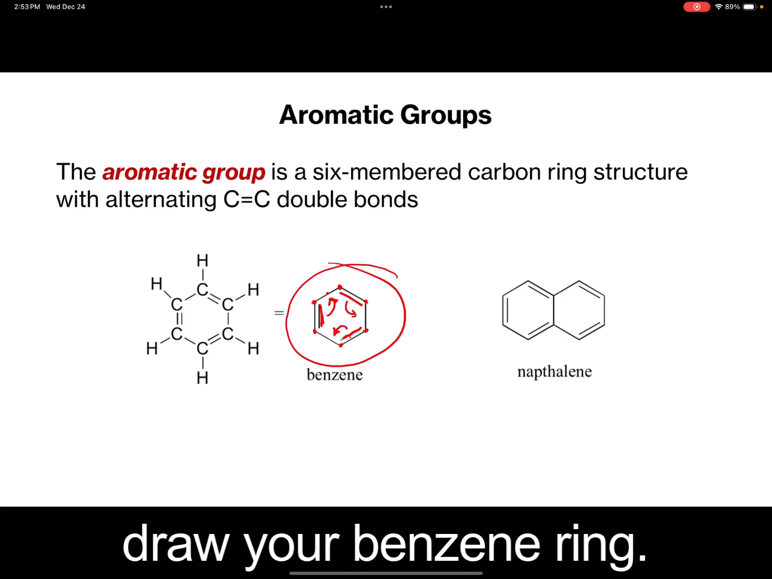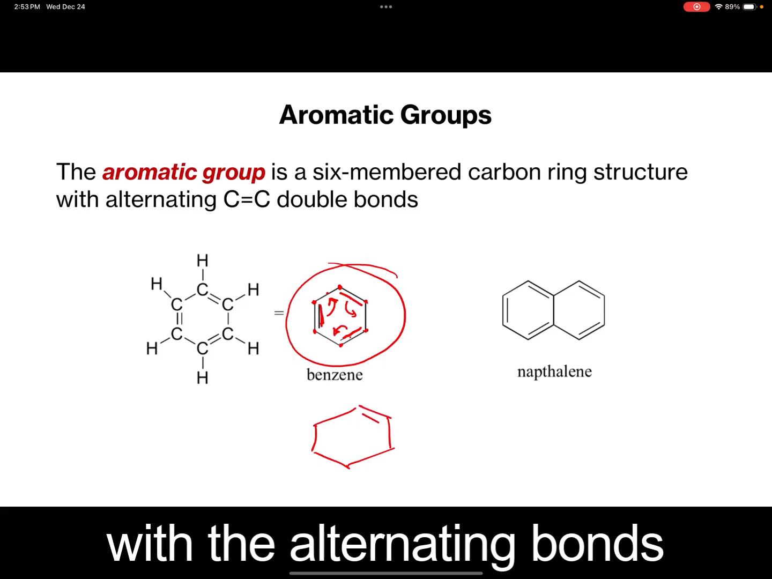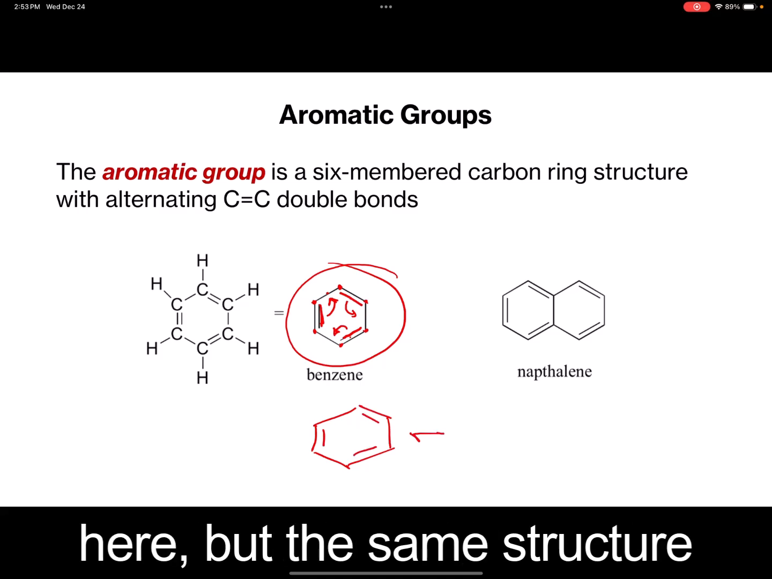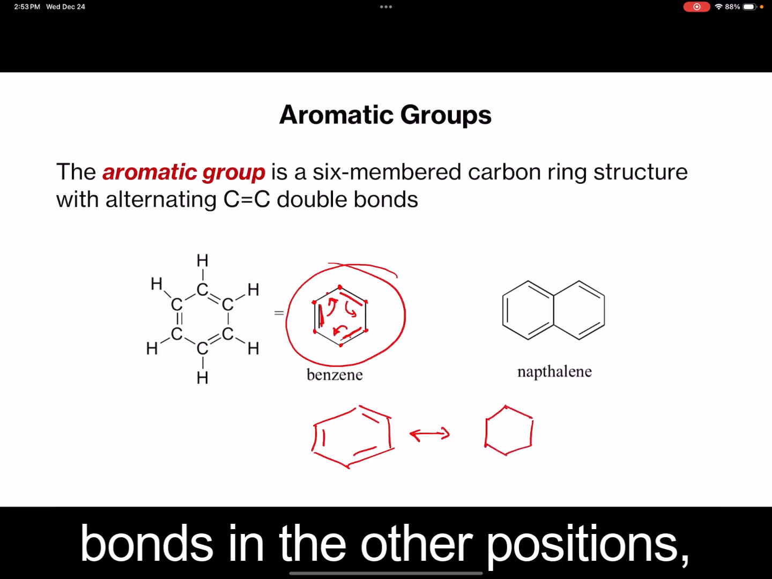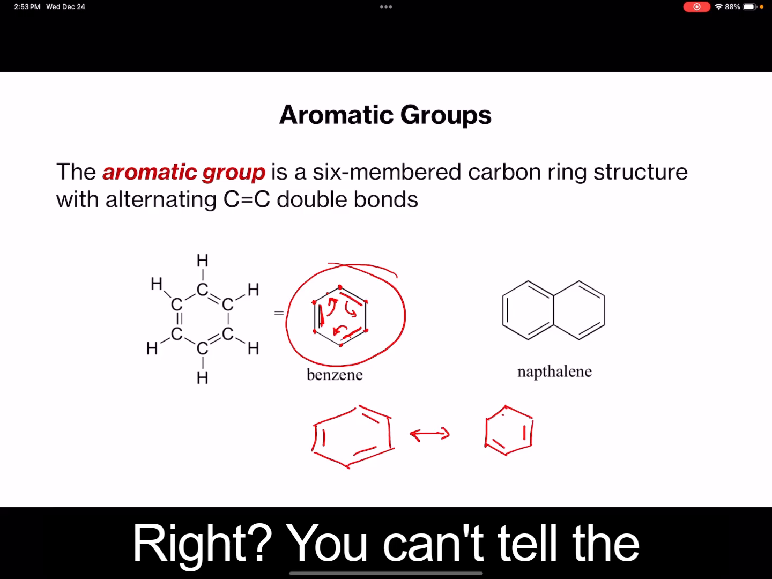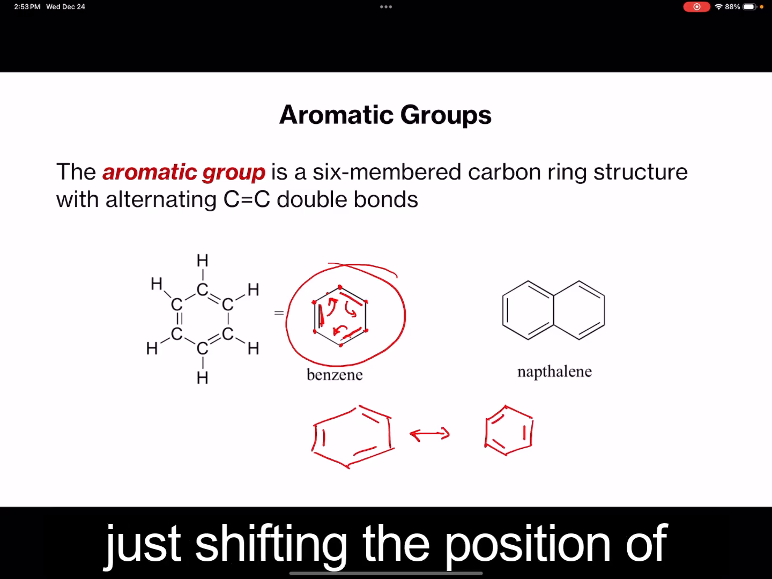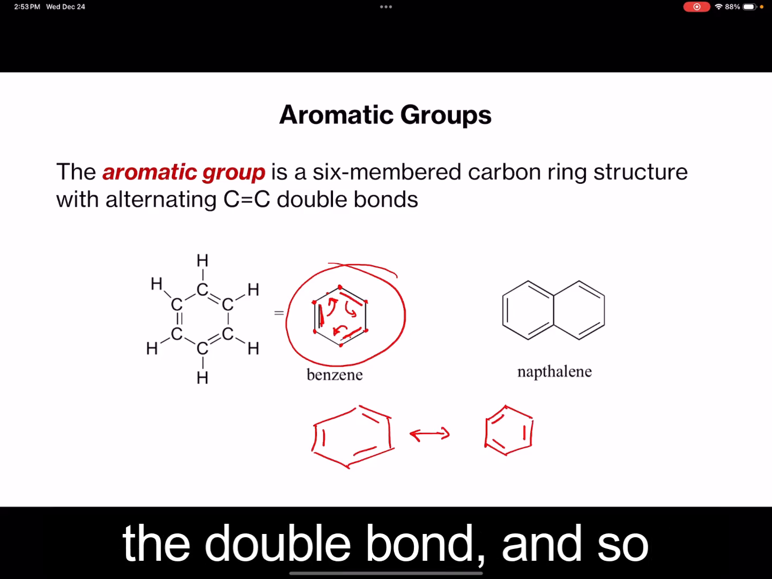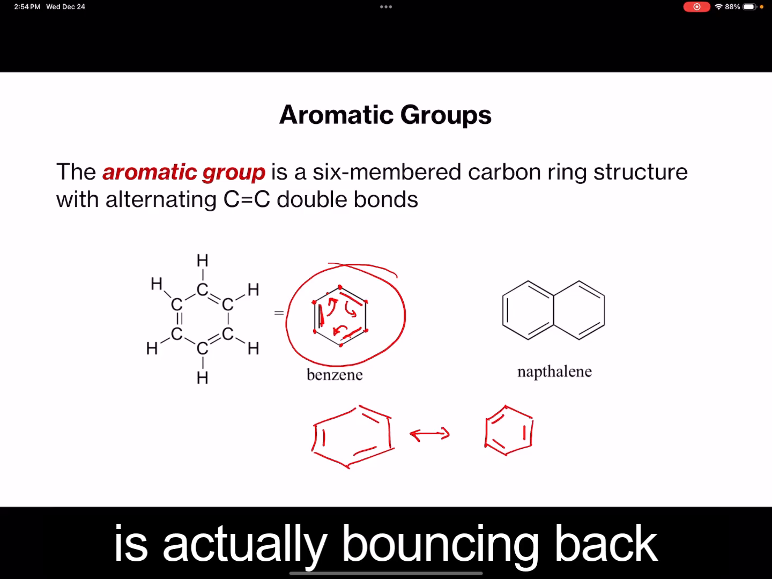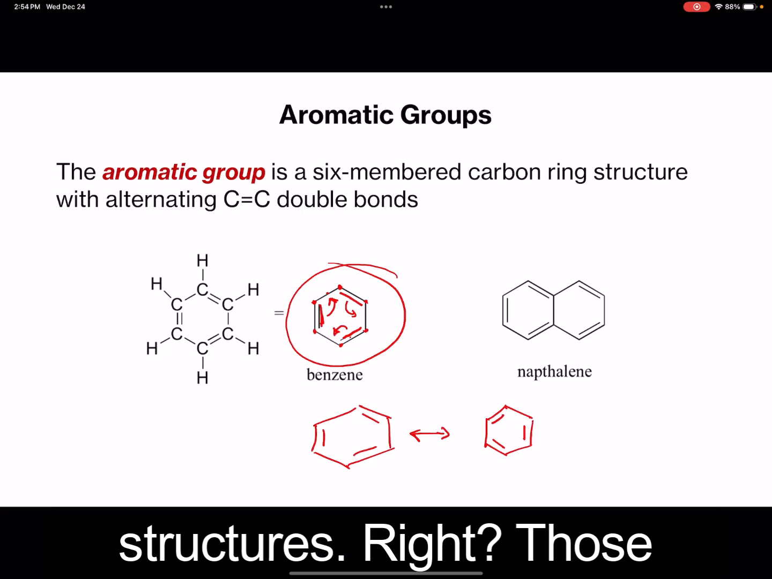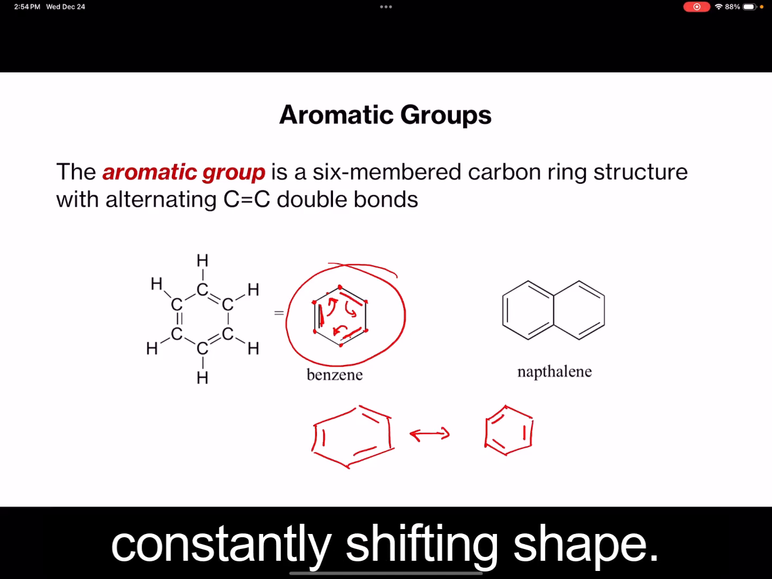And so you can draw your benzene ring, right? This one is drawn with the alternating bonds here, but the same structure can also be drawn with the bonds in the other positions, and it's the same compound, right? You can't tell the difference between those two, because you're just shifting the position of the double bond. And so these are called resonance structures. And the molecule is actually bouncing back and forth between the two structures, right? Those double bonds are constantly shifting shape.